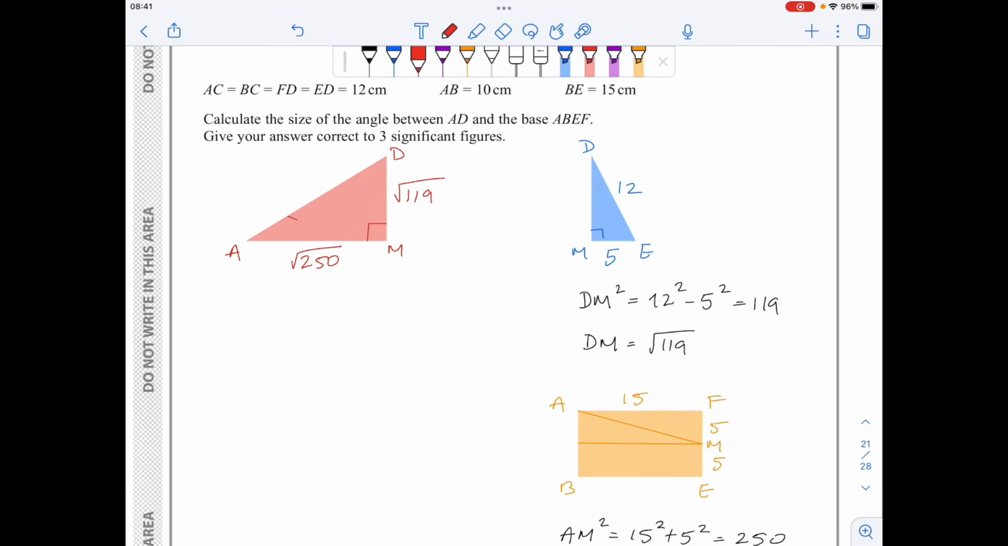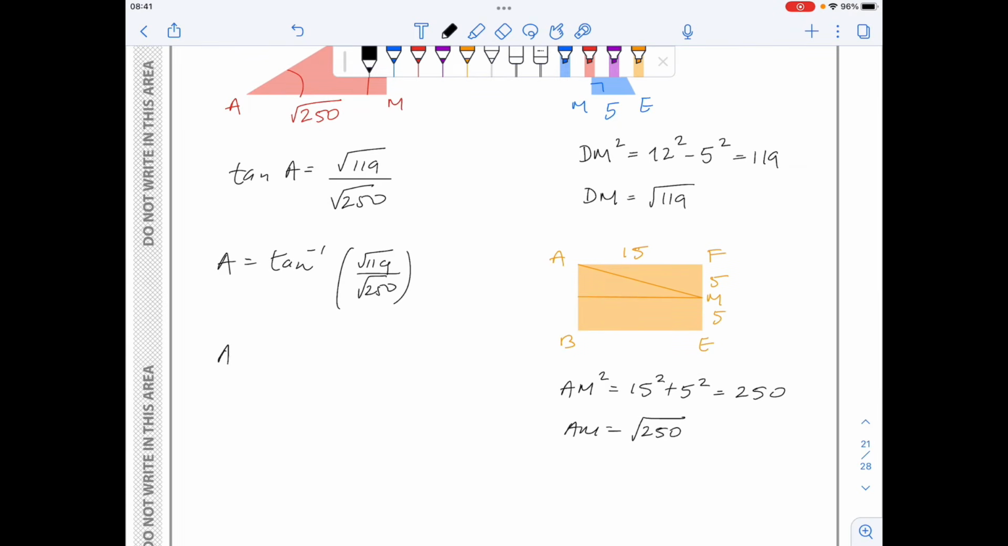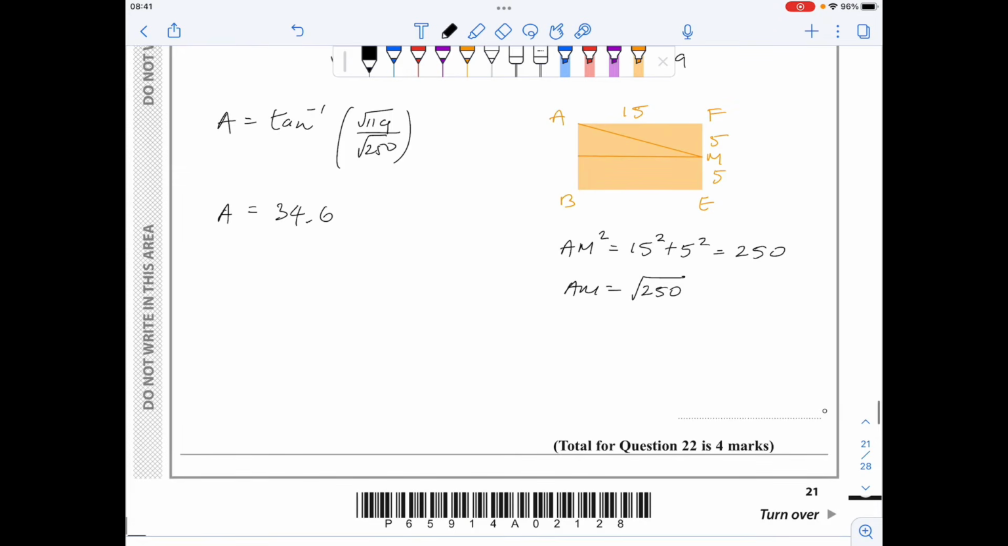So finally, to find this angle, I will do tan of A equals opposite over the adjacent. So A is inverse tan of this fraction. And if you put this on the calculator, you will get that A is 34.6 degrees, and this is the final answer.